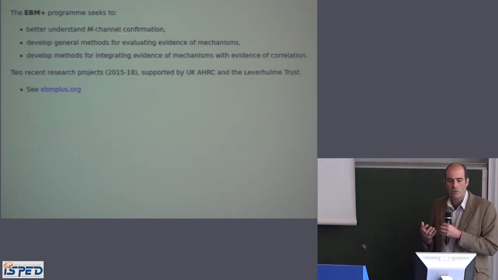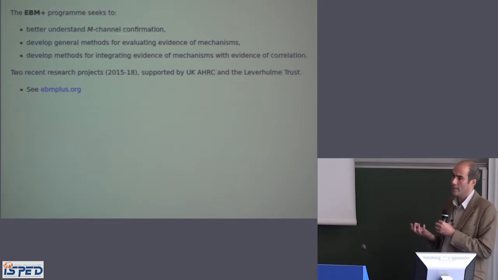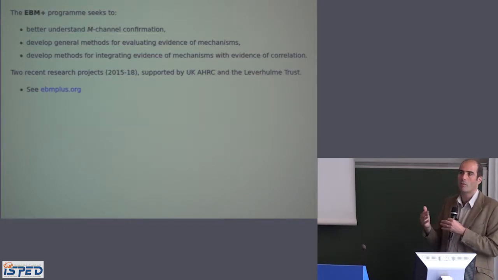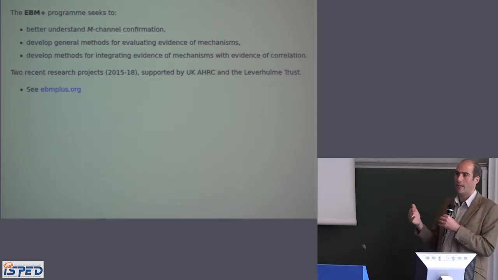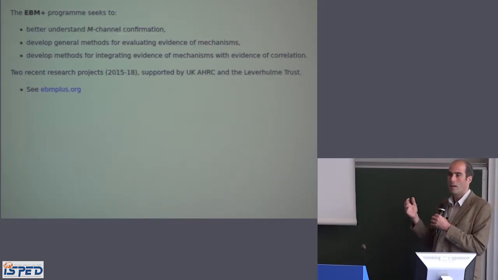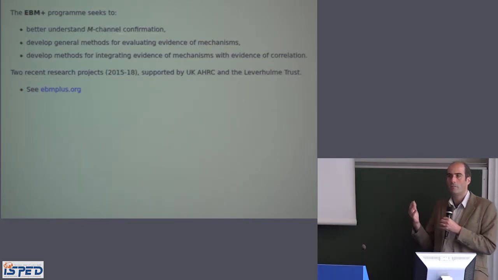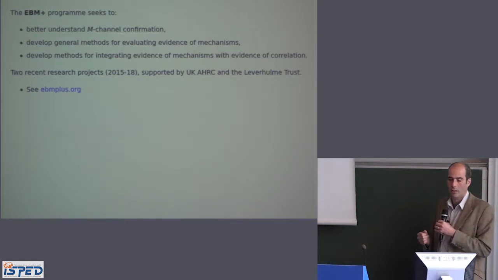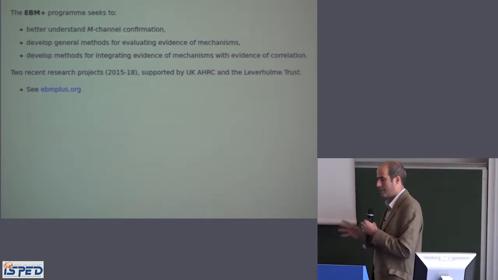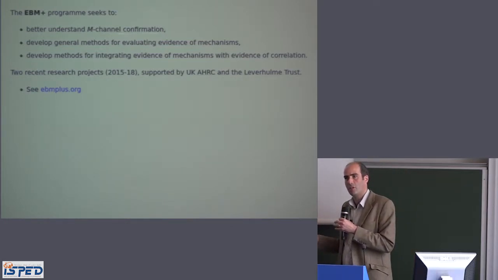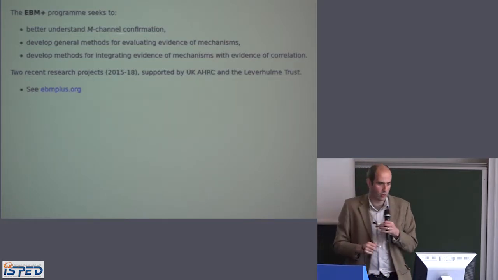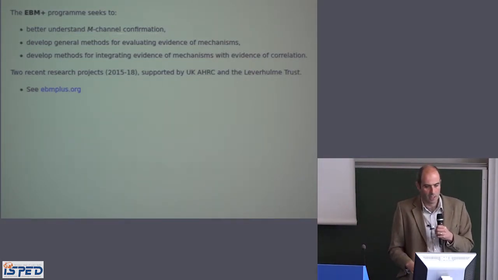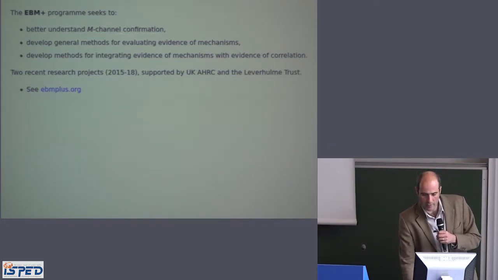And we've also been trying to come up with general methods for evaluating evidence of mechanisms. So coming up with some heuristics that help to evaluate mechanistic studies, help to decide when specific mechanism hypotheses have been established or not by the evidence, and help to assess how the establishing of specific mechanism hypotheses feeds in to help support a causal claim. So developing methods for integrating evidence of mechanisms with evidence of correlation.